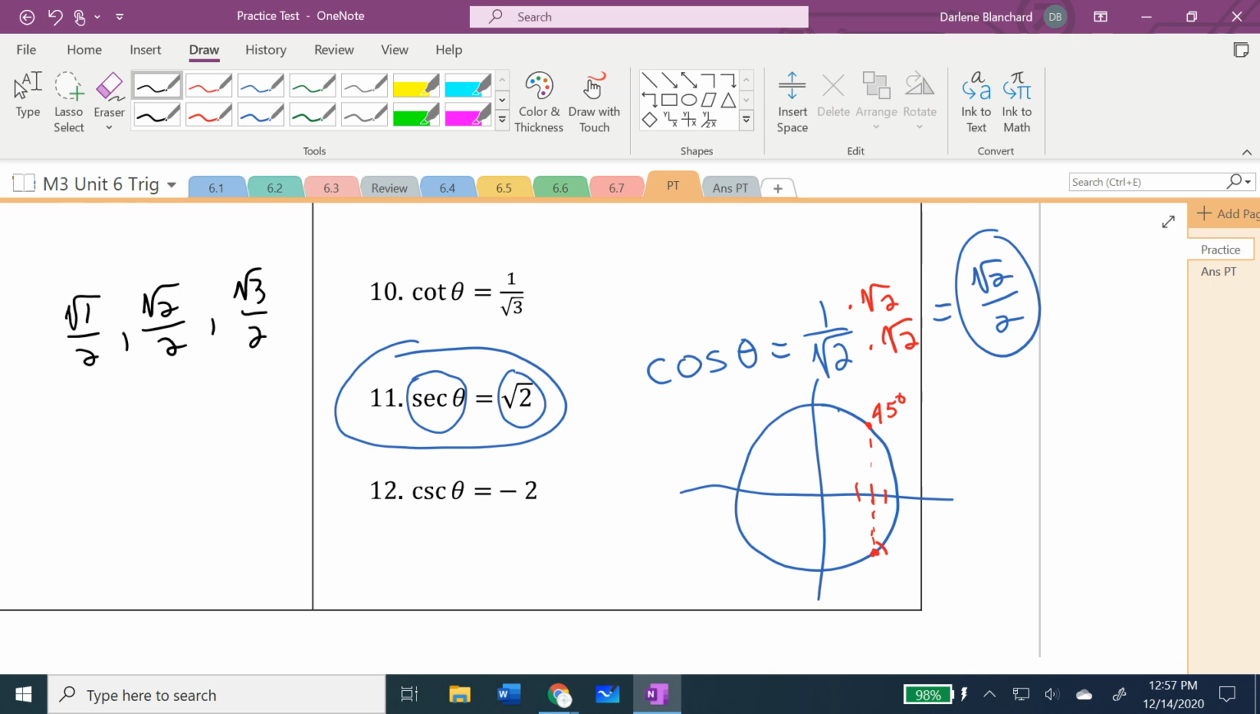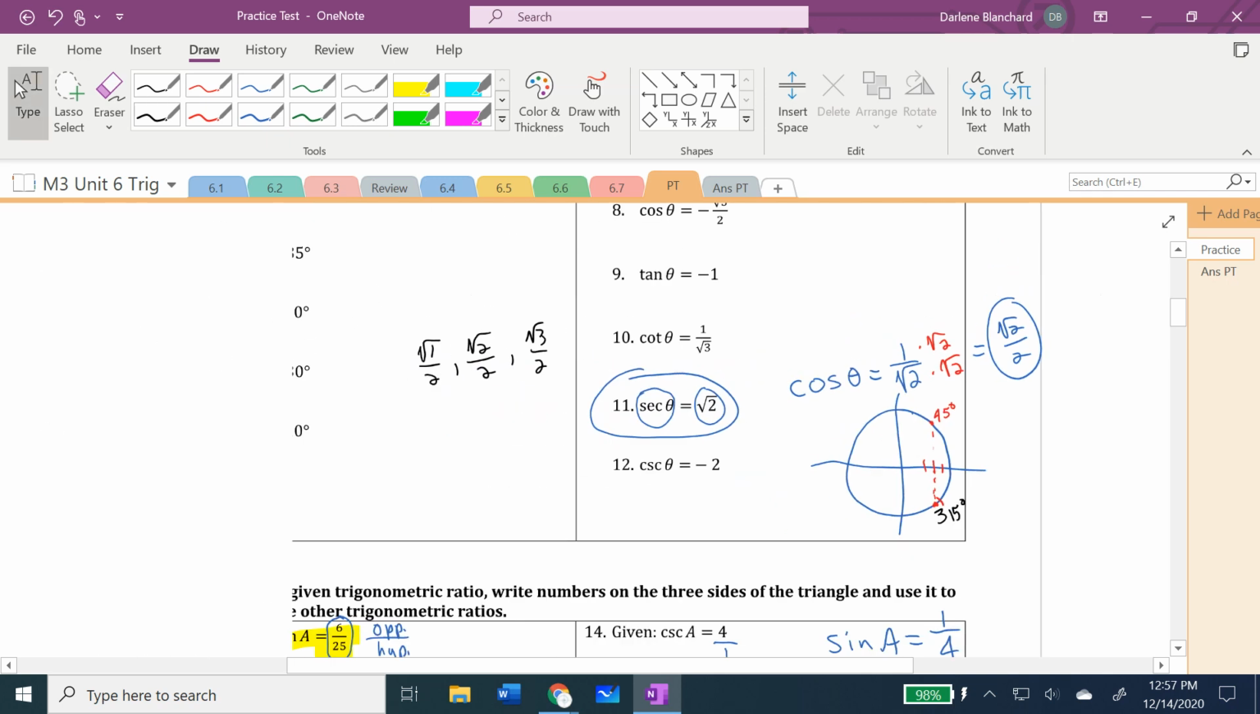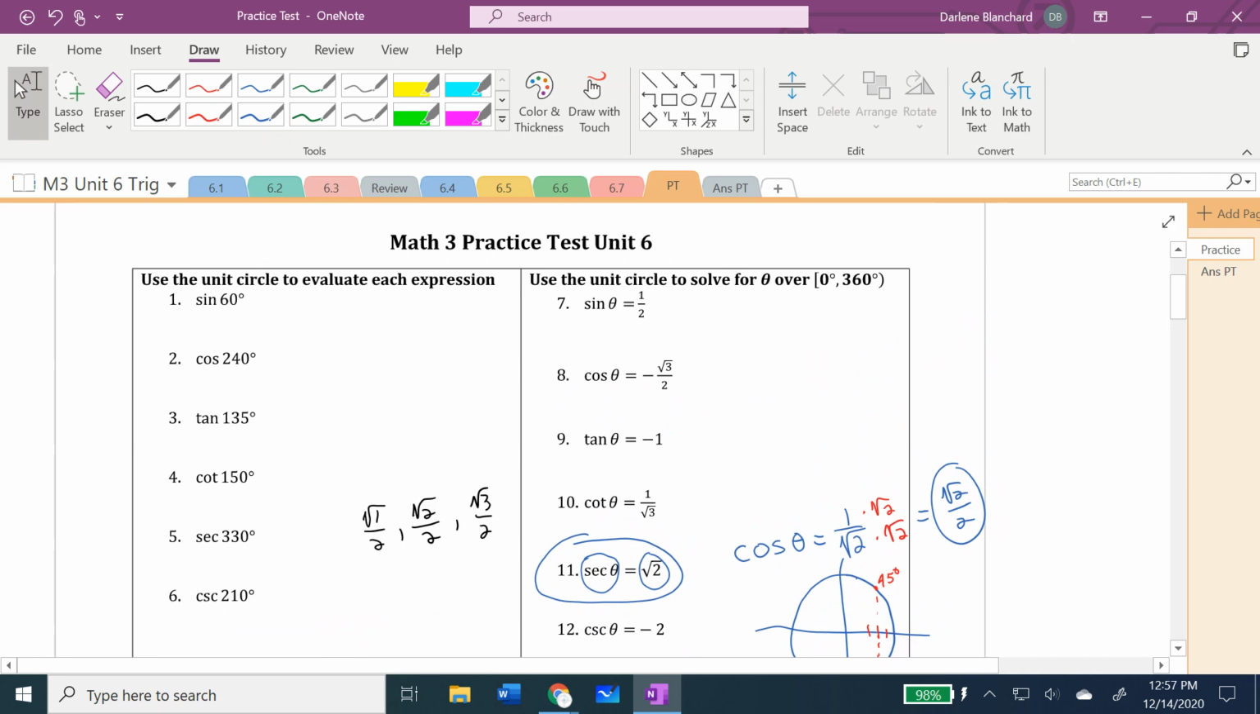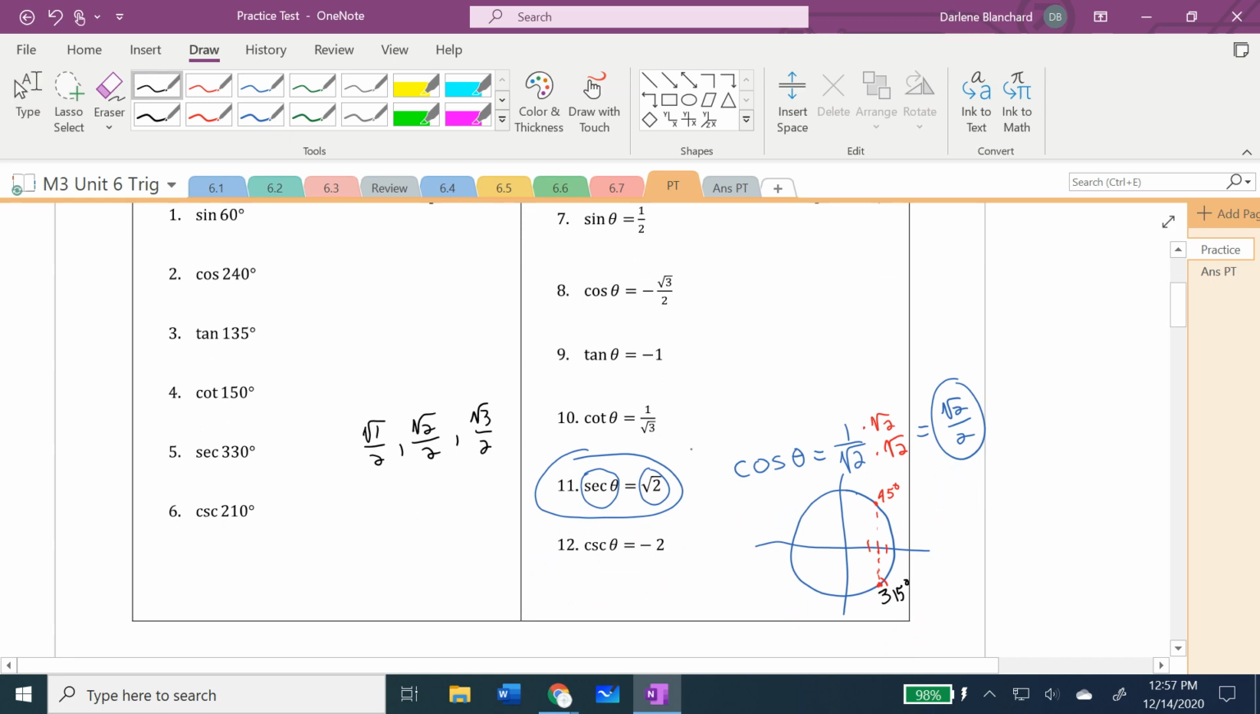And I can talk about number 10. Okay. To finish this up, 360 minus 45 is 315. And the directions are to use the unit circle just to solve between 0 and 360 only. So you're just giving the answers 45 degrees and 315 degrees.